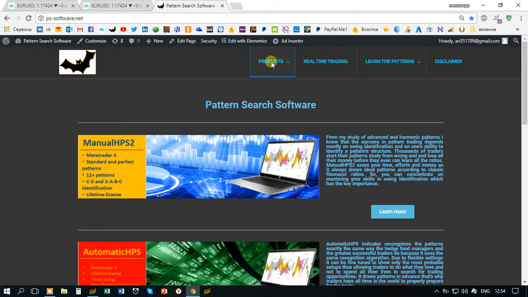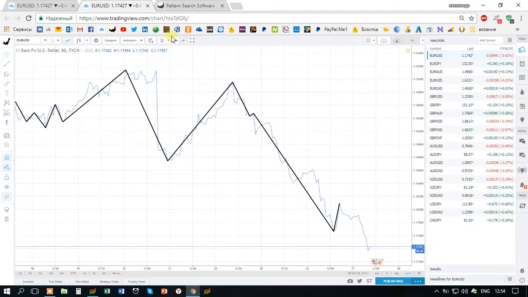So I will start from doing some analysis, and then I will switch to my MetaTrader platform to set the trades if needed and to download the statistics. So the first pair for analysis is 1 hour Euro Dollar.